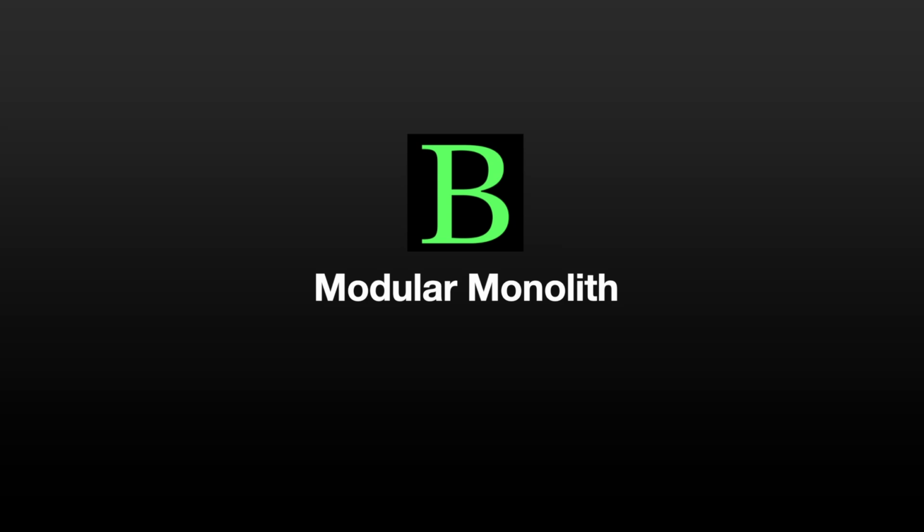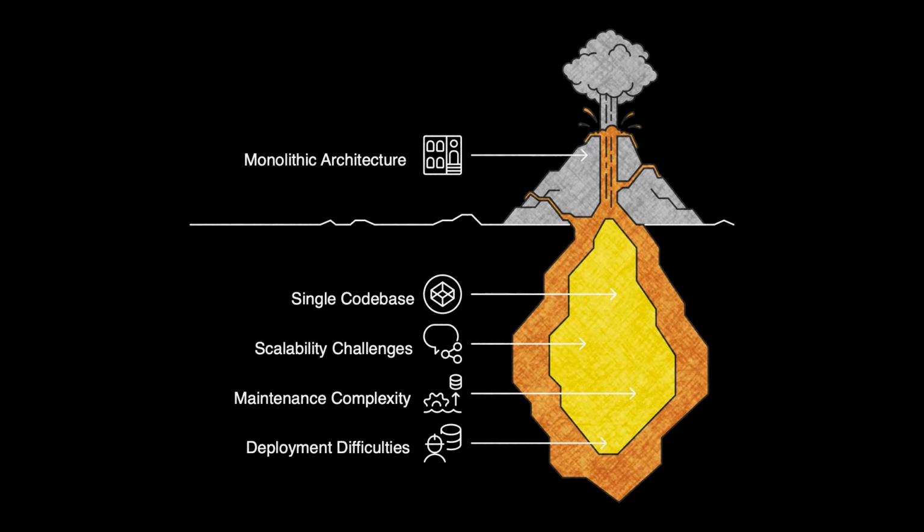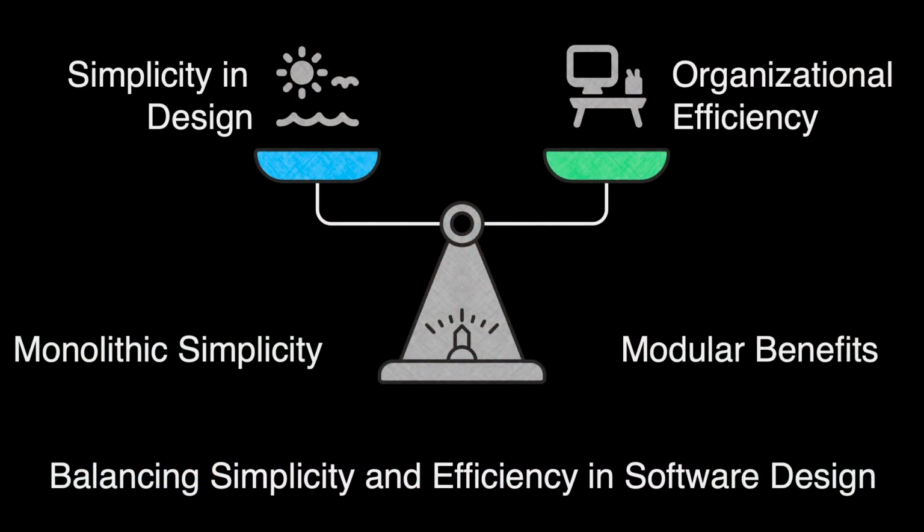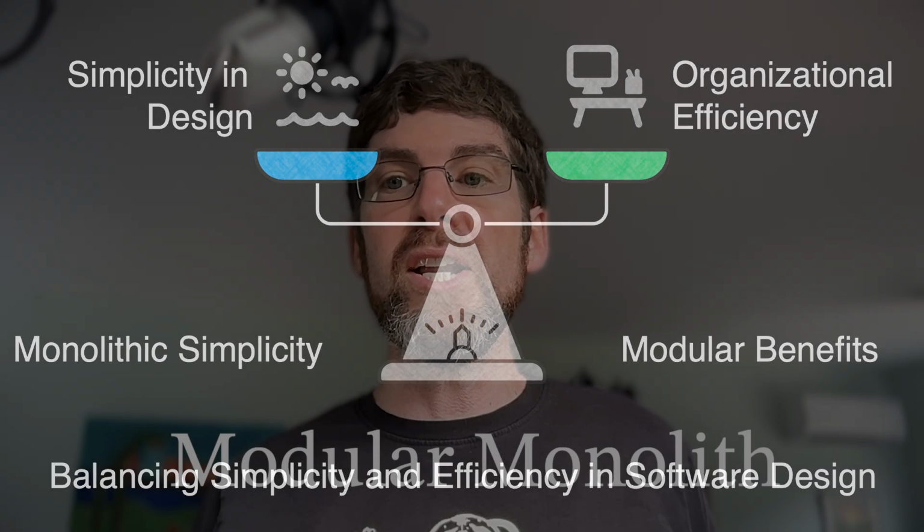In today's video, we're diving into the world of software architecture to explore a pattern that's gaining a lot of attention: the modular monolith. You might be familiar with traditional monolithic architectures, those single large codebases. And you've probably heard about microservices, distributed systems made up of many small independent services. The modular monolith sits somewhere in between, aiming to capture some of the benefits of both while avoiding some of their pitfalls.